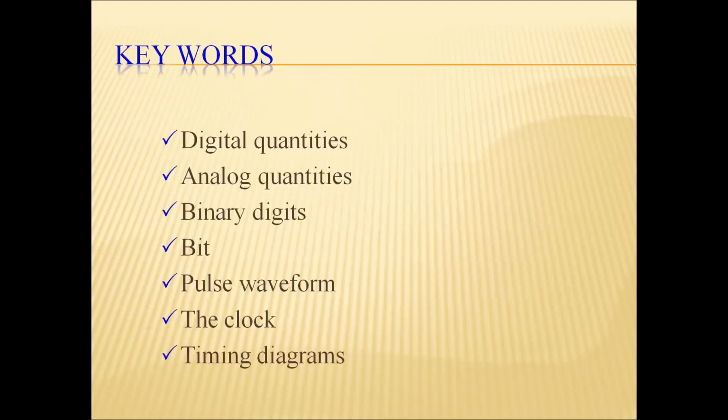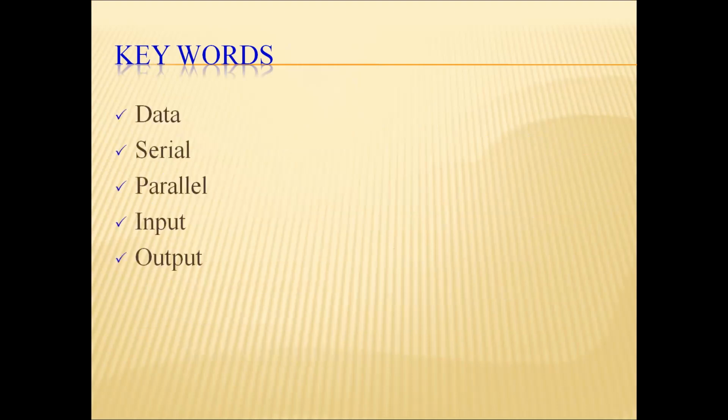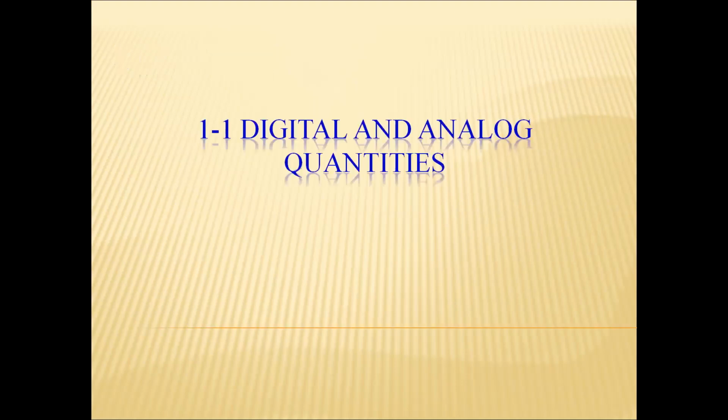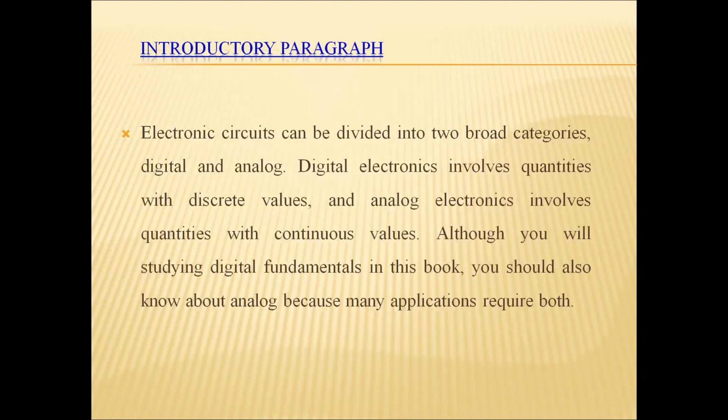Now the introduction. You'll come across all these keywords across this whole course of ESC 301: digital quantities, analog quantities, binary digits, bit, pulse waveform, clock, timing diagrams, data, serial, parallel, input, output. So, digital and analog quantities.